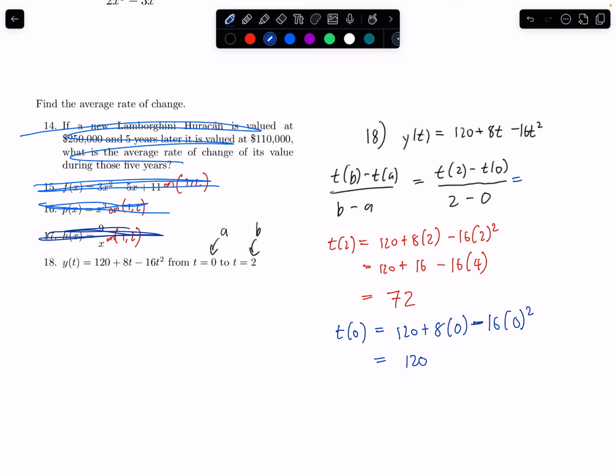Okay, so let's plug these numbers in. I've got 72 minus 120 over 2. So 72 minus 120 is negative 48, and then divide by 2 is negative 24. Negative 24 because it looks like an object is dropping. It's decreasing over time. So negative 24 is my average rate of change.